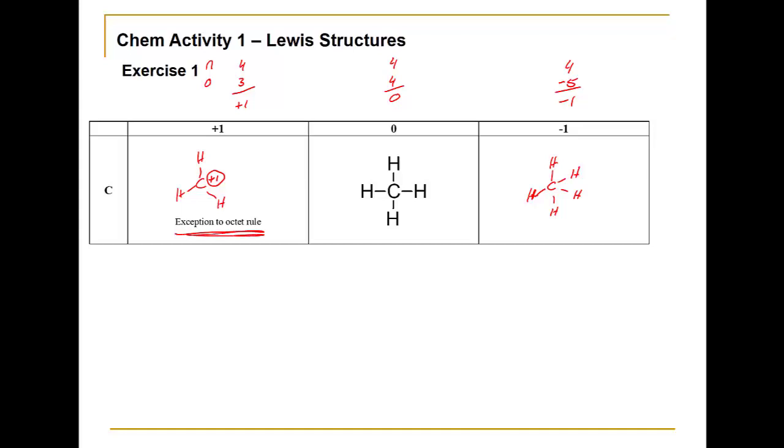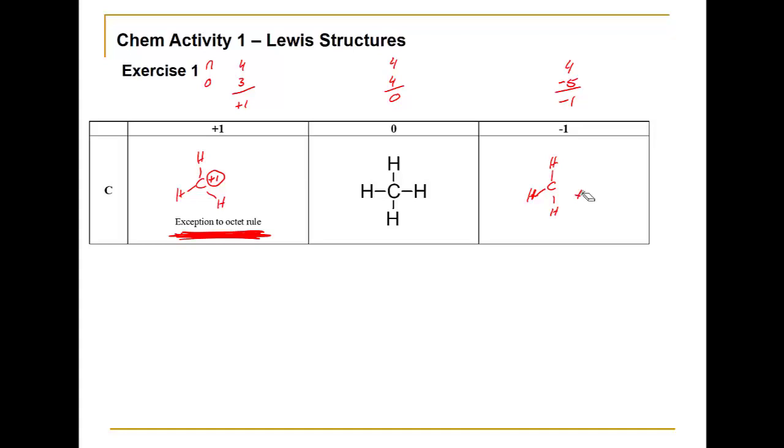Over here on the left hand side, this is the only time we will see carbon break the octet rule, by having too few electrons. Carbon will never break the octet rule, nor will nitrogen or oxygen, by having too many electrons. So what I just drew is impossible.